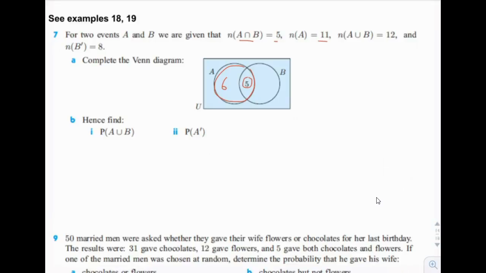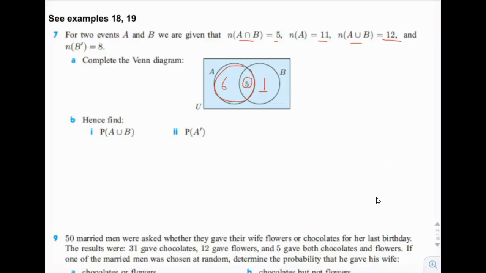Okay, what about the number of people in A union B? That would be 12. So that would be people in this region, people in this region, and this region, all added together would be 12. So let's estimate or calculate how many people are in B. It would be 1, right? Because 6 plus 5 plus 1 would be 12.